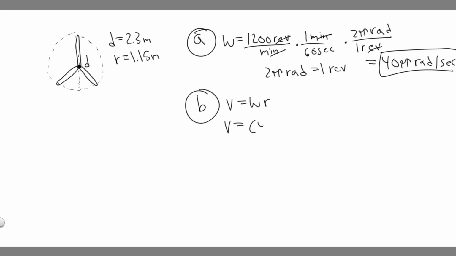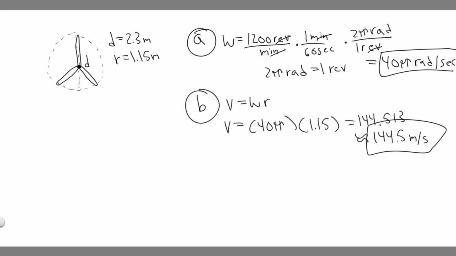So the angular velocity is 40 pi, and then we multiply by the radius, which is 1.15. So 40 times pi times 1.15 is 144.513 and so on. I'm just going to round to 144.5. And the units for linear velocity is meters per second. So it's going to be about 144.5 meters per second. That's going to be your answer to B.